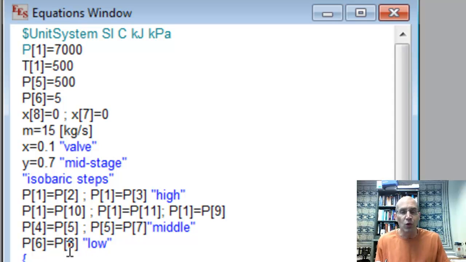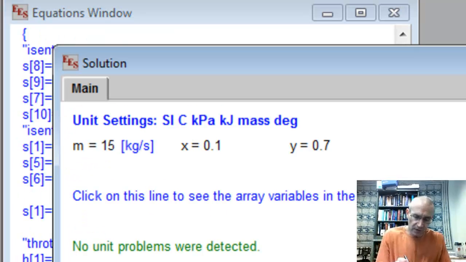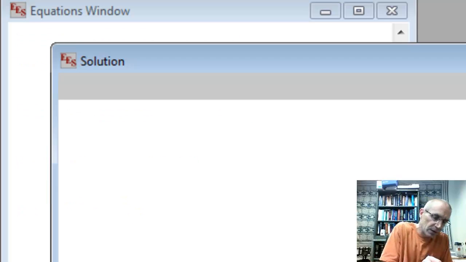We also know that the inlet to the boiler is at high pressure, so that's points 10, 11, and 9, the mixing chamber, and all those pressures are the same. Those are all high pressure, so both those lines there are high pressure. Our middle pressure is points 4, 5, and 7, so those are specified there, and the low pressure, which is 6, is the same as 8.